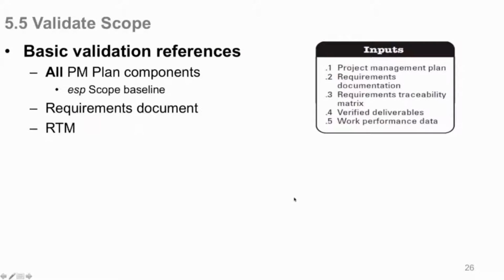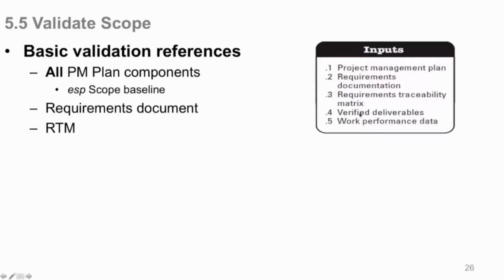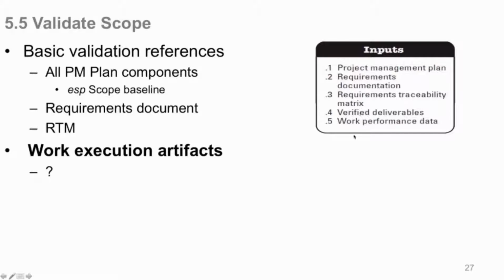The basic validation references that we use during this scope validation process are all the project management plan components, in particular the scope baseline, which is a project management plan component. That's why the diagram shows the PM plan coming in, not specifically the scope baseline, because there's more to it than that. And again, your requirements document and your traceability matrix are all used to help you validate and confirm that yes, this is the specific deliverable that is exactly what the client wanted. Verified deliverables come in to do that.